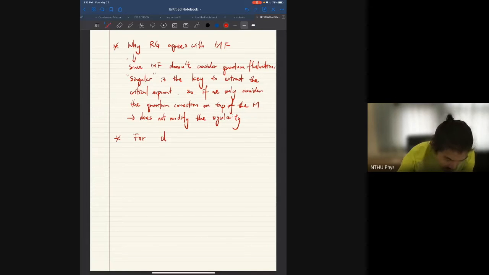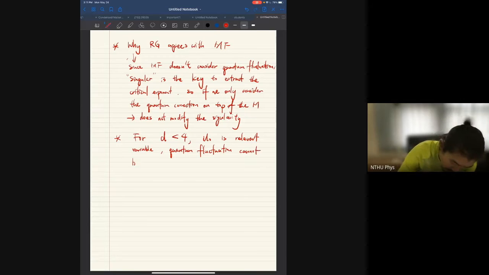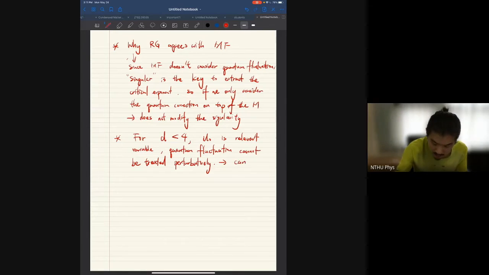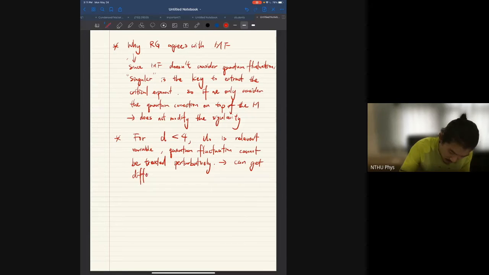The other part we want to know is for d less than 4. Now we know mu naught is a relevant operator, relevant variable, observed variable. The quantum correction or quantum fluctuation cannot be treated perturbatively, right? Meaning that it can modify your mean field result and get a different critical exponent. Okay, so that's what we will expect.